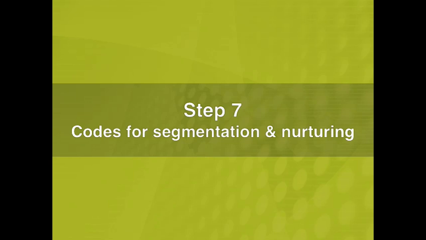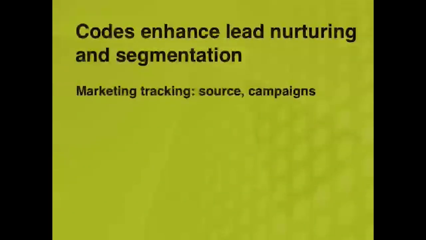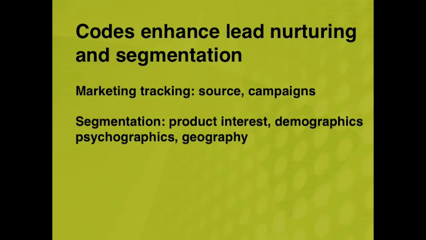Codes for segmentation and nurturing. Effective data coding is how you transform a bunch of names and addresses into a major corporate asset. What are the best codes? They're unique for every business. Basically, you'll want to track the source of each lead, when and how it was generated. You'll want to flag segmentation criteria like product interest, demographic traits, psychographic profiles, or geography.